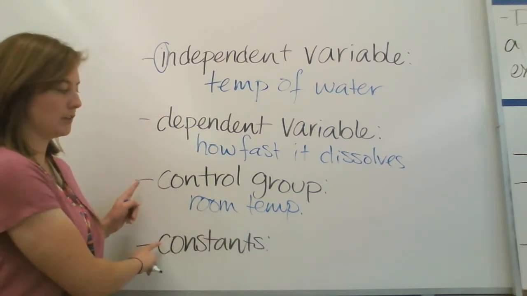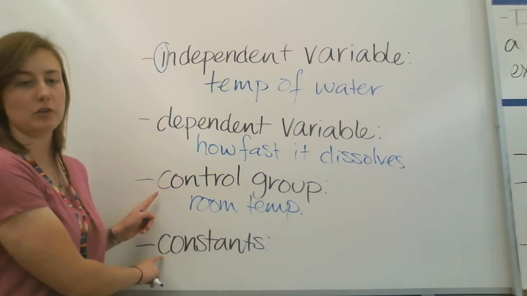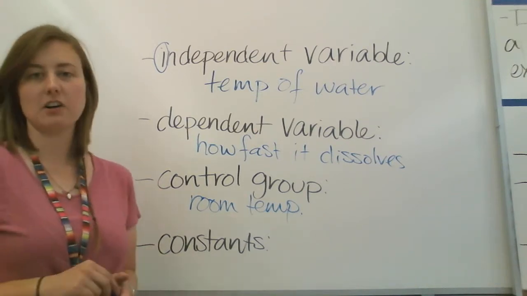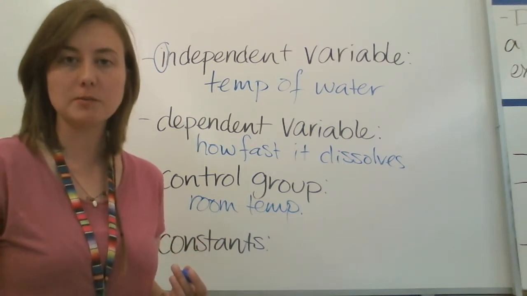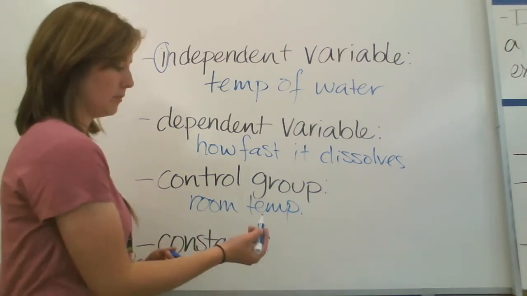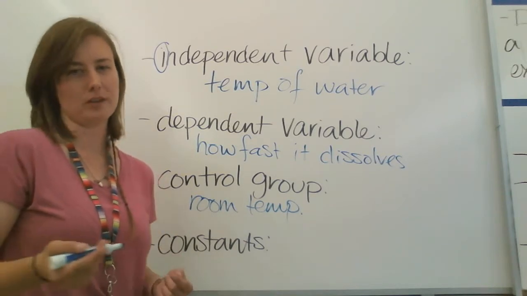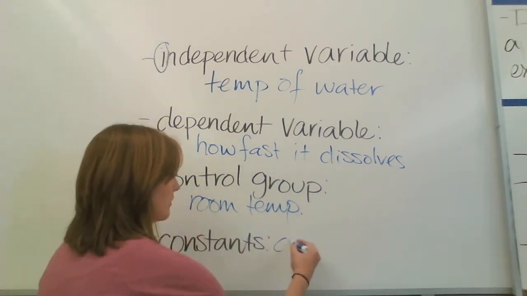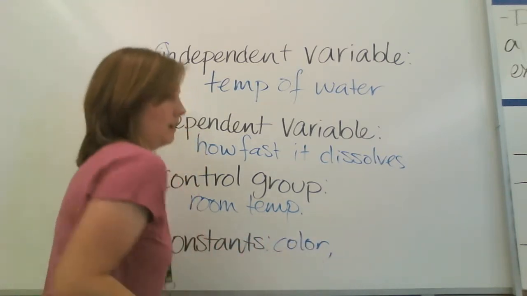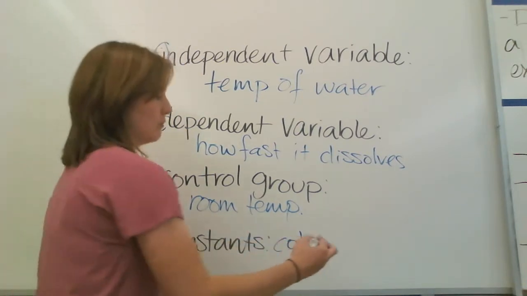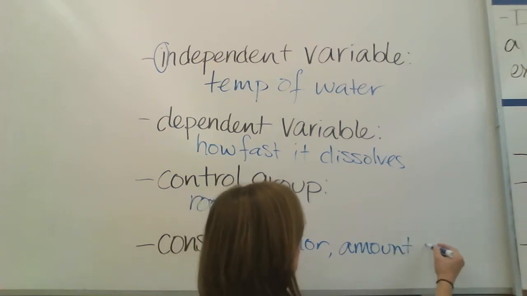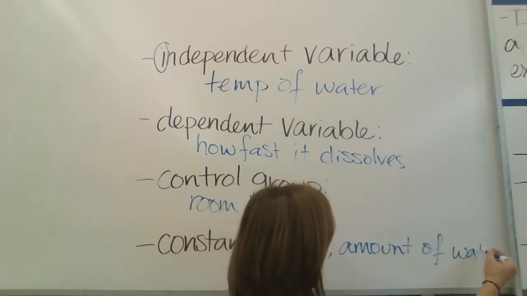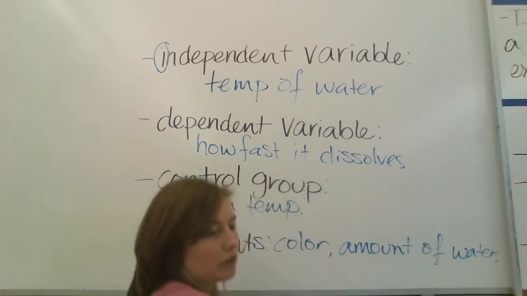Constants, a lot of people get confused with control groups, so make sure you know the difference between these two. Constants are things that we keep the same. So for example, the color of the gobstopper we're going to keep the same, just in case different colors dissolve more quickly than others. So we've got the colors the same. What else should be the same? The amount of water. So the amount of water will be the same.